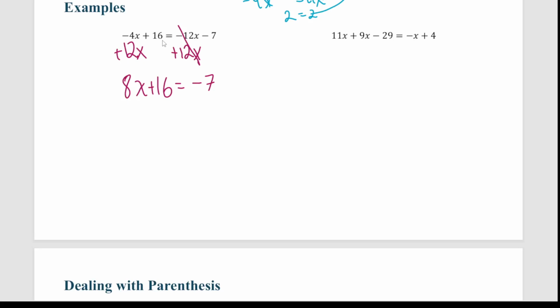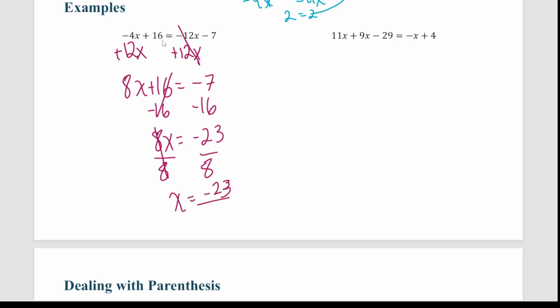Then I'm going to want to move all constants to the same side, so I'm going to undo adding 16 by subtracting 16 from both sides. And then I'm left with 8x is equal to negative 23. Now I'm ready to get x entirely alone, so I want to undo this multiplication by 8 that's going on. So I will divide by 8 on both sides. And then I will be left with x is equal to negative 23/8 as my final answer. And if you do indeed plug that back in, you will find that you get a true statement and that both sides are equal to each other.